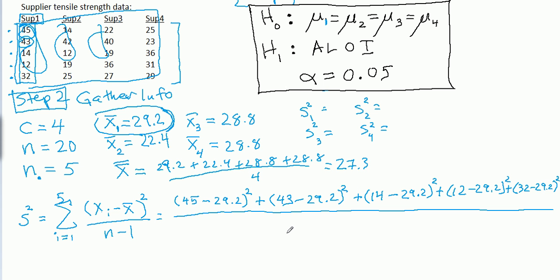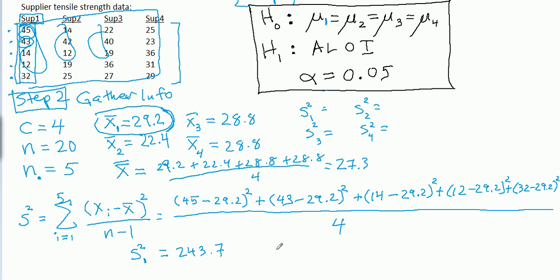I'm going to divide this by n minus 1. What's n here? 1, 2, 3, 4, 5, minus 1, so that's 4. And if you go through this whole thing, you'll end up with 243.7. So that is s squared for supplier 1. That's what the 1 is. The s squared is sample variance. The 1 indicates it's the sample variance for supplier 1, or for group 1.